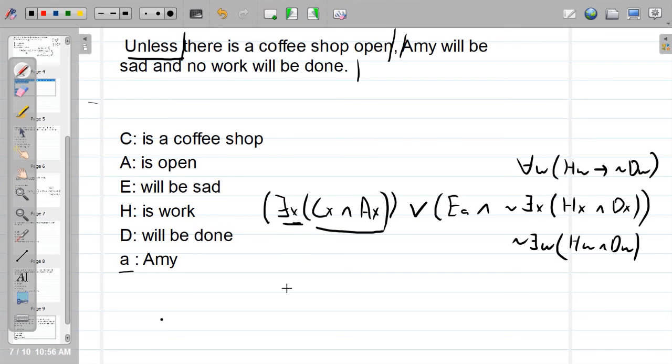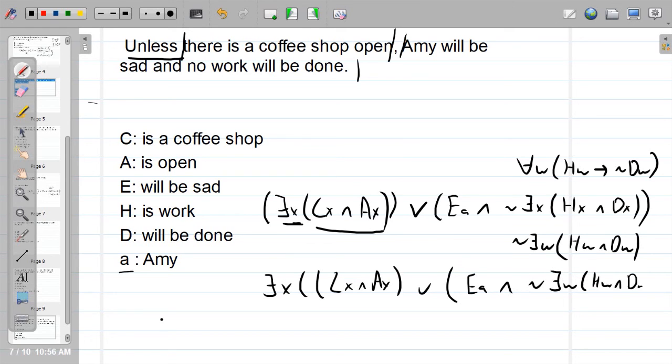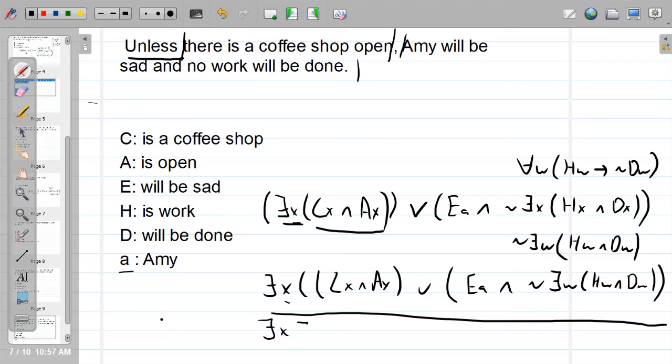Well, there's another way of symbolizing this whole sentence where we don't end the brackets there. We could have written it like this: there exists an x such that CX and AX, or EA, and it's not the case that EW, HW, and DW. So we could have made the scope of this quantifier the whole sentence, and that would have been logically equivalent. In fact, some people prefer to get all of the quantifiers out front. They call it prenex form. You could have dragged this quantifier out front as well, so it would have said there exists an x and there exists a W such that and so on. We'd have had to write it out slightly differently, but that's also a perfectly fine way of doing it.